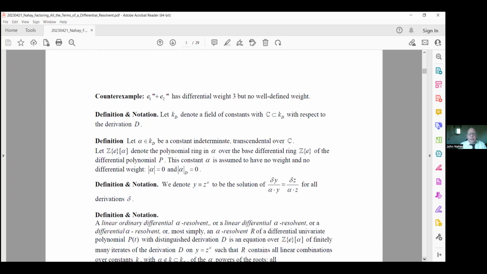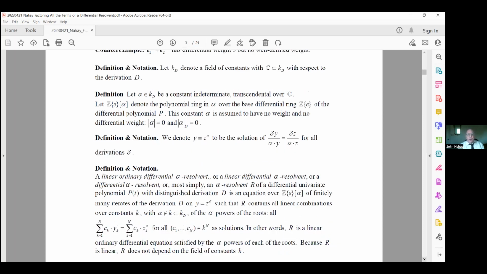So let K sub D denote a field of constants. Let's just say it contains the complex numbers. Field of constants with respect to derivation D. And let alpha be a constant with respect to D. Let Z braces E, square brackets alpha, denote the polynomial ring over the base differential ring Z braces E of the differential polynomial P. The constant alpha is assumed to have no weight and no differential weight.